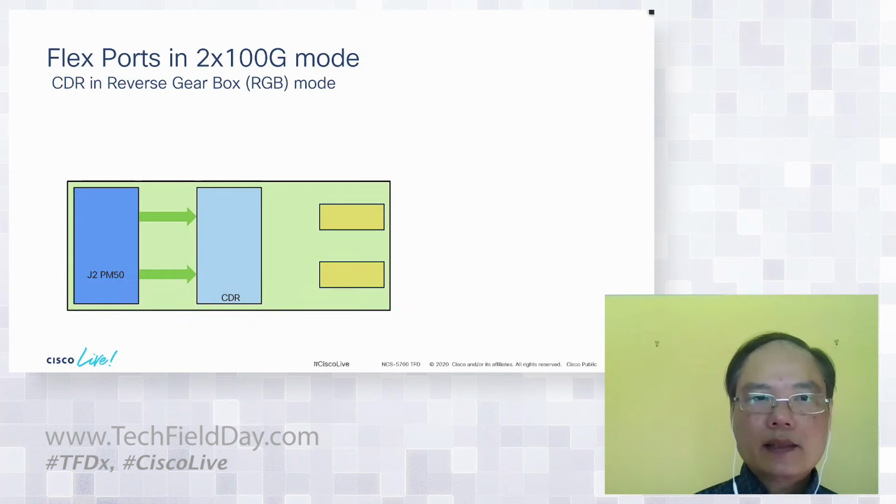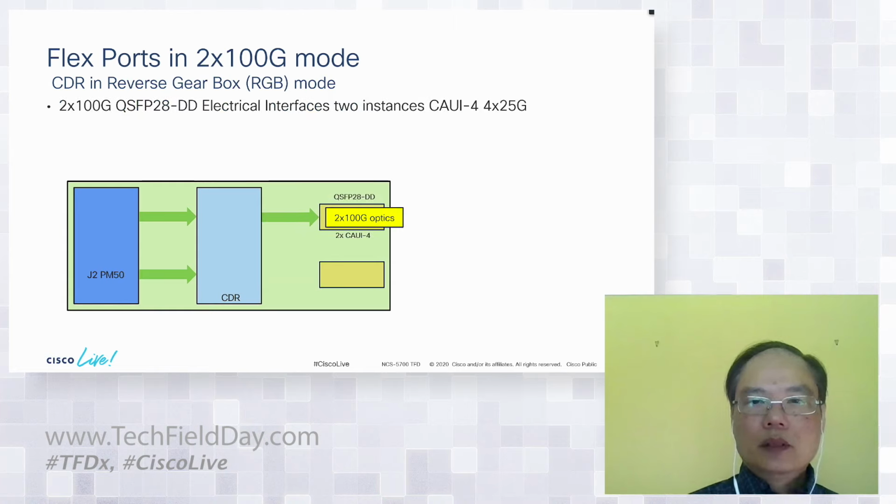Now we look at a more complicated example with the flex port pair operating in 2 times 100 gig mode. The CDR in this case is operating in reverse gearbox mode. The 2 by 100 gig optics, after being inserted into the QSFP-DD cage, will generate 2 instances of CAUI-4 electrical interface. Each is 4 by 25 gig.